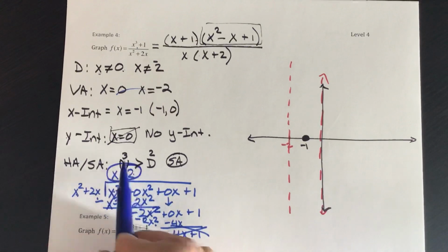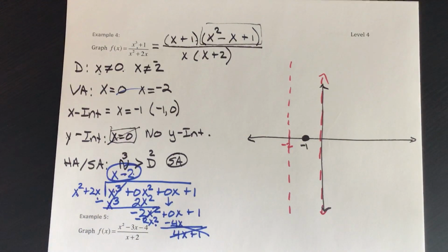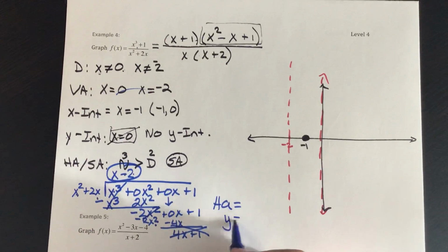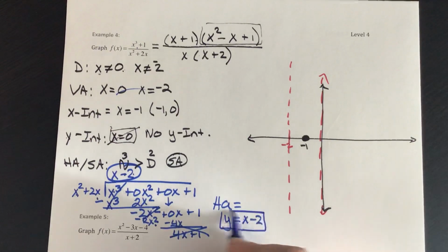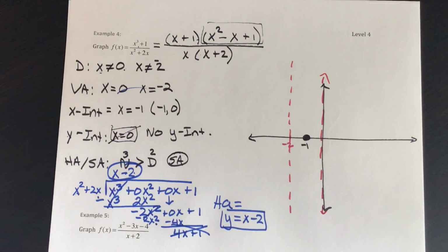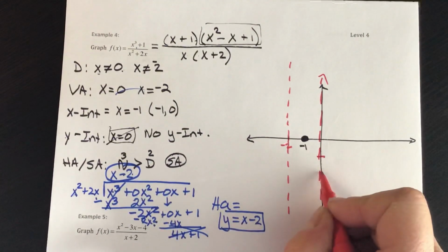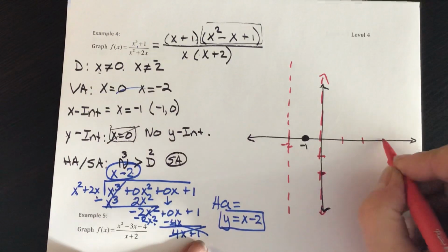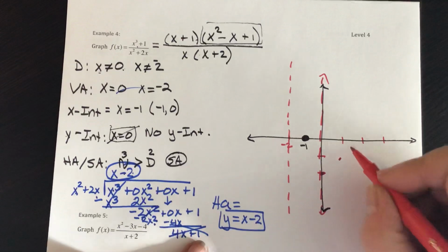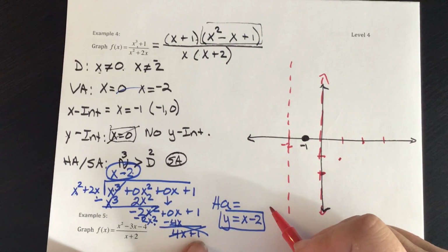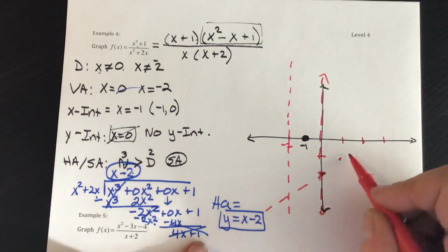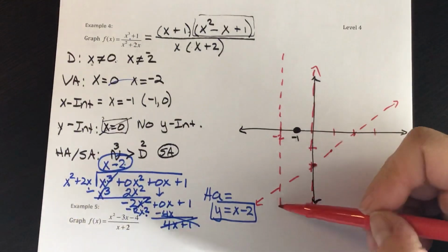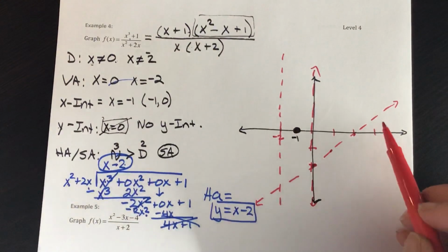So my slant asymptote happens at y equals x minus 2. That's the line of my slant asymptote. So if I draw that line in here, here's -2, and I have an up 1 over 1 slope. My slant asymptote is going to happen here. All right, so vertical asymptote, slant asymptote.